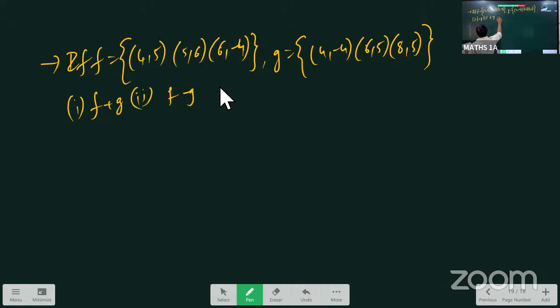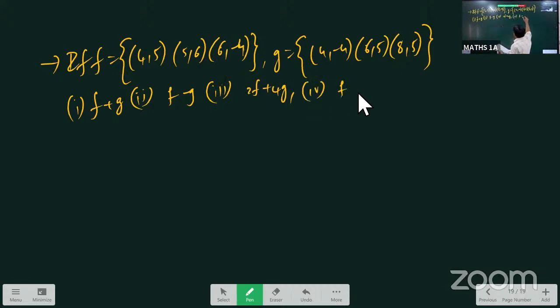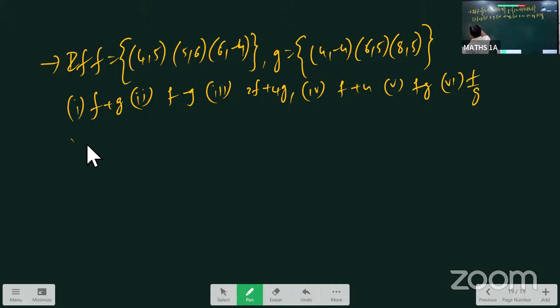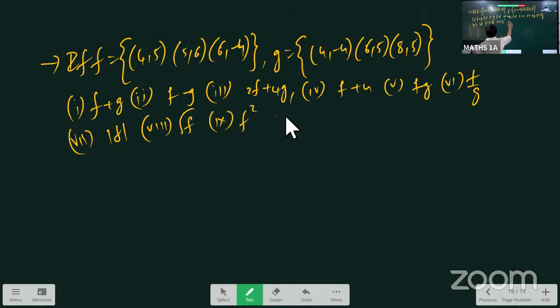F minus g, third bit. 2f plus 4g, fourth bit. F plus 4, all bits he won't ask, but for your understanding purpose, we'll do all the bits. F by g, mod f, root f, f square and f cube. These are your bits.